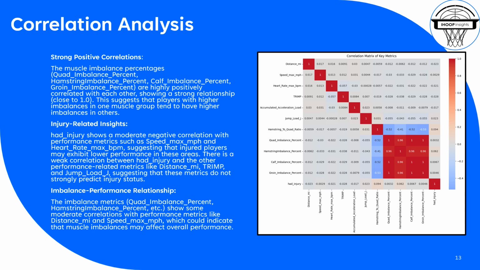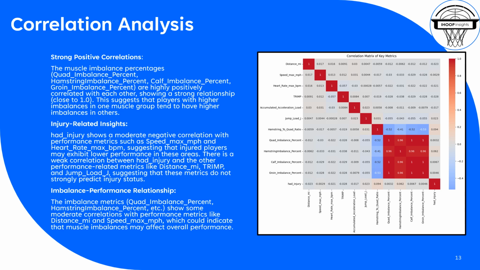Let's move on to correlation analysis. Here you can see on the right hand side is the correlation matrix of key metrics. We have all the key columns here and the correlation analysis for each of these key values. So a few insights here. We do have some strong positive correlation. The muscle imbalance percentages such as quad imbalance percent, hamstring imbalance percent, calf imbalance percent, groin imbalance percent are highly positively correlated with each other. This suggests that the players with higher imbalances in one muscle group tend to have higher imbalances in others too.